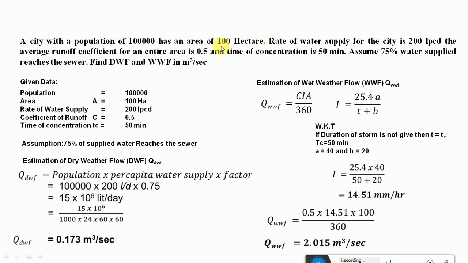So we will substitute these values which is obtained, that is 0.5 into 14.51 into 100 divided by 360. So we will get the quantity of the wet weather flow or storm flow is equal to 2.015. So this is what is asked in the problem, and we have worked it out using the data which is given. So this is how you have to solve the numerical problems.